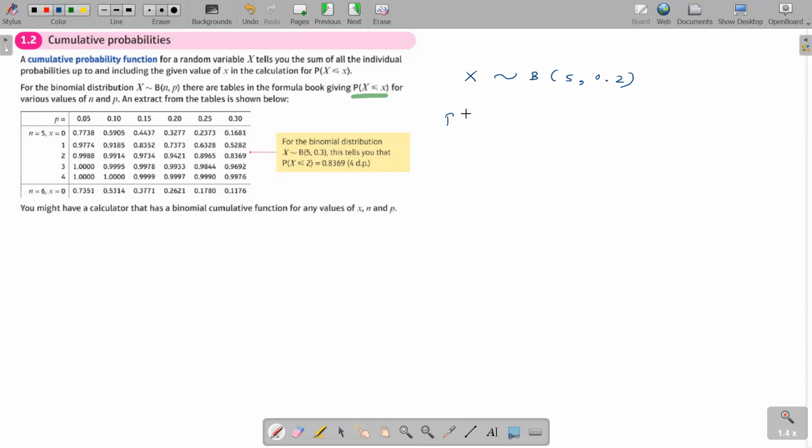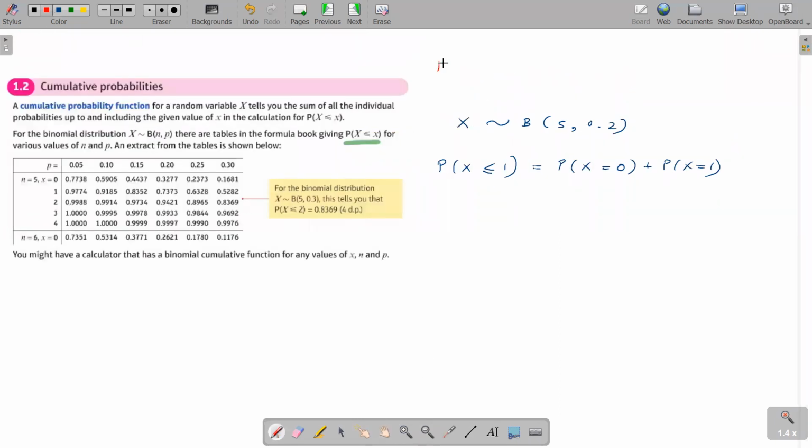I want you all to find the probability X is less than or equal to 1. I want you to do this manually first. How do you find the probability X is less than or equal to 1? X equals 0 and X equals 1. So let's find this probability manually by using the binomial distribution. You recall this from the previous part, right? If the variable is equal to x, we write this as nCx p to the power x, (1 minus p) to the power n minus x.